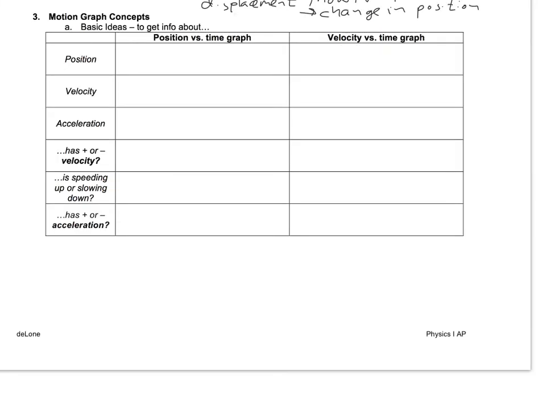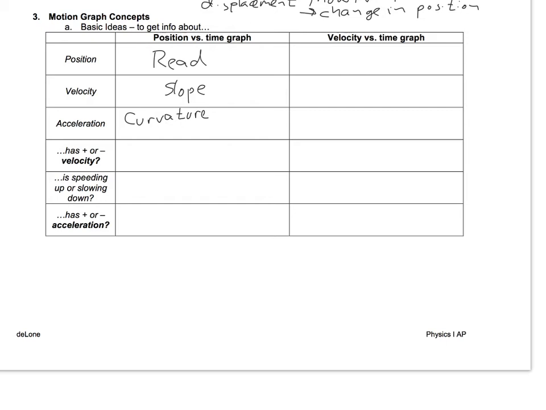All right, moving on to some basic ideas about motion graphs, position versus time, and velocity versus time. So just how do we get some basic information? Let's start with that. On a position versus time graph, to get information about the position, we're going to read the graph. To get information about the velocity, we're going to slope the graph. And to get information about the acceleration, we're looking at the curvature, okay? Whether it's concave up or concave down.